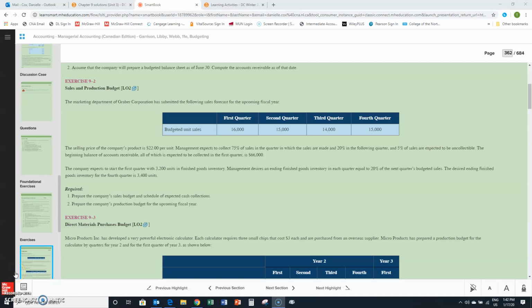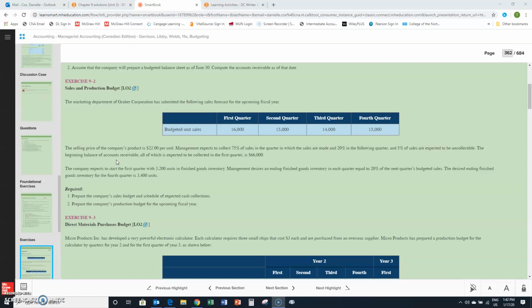Hello, let's take a look at exercise 9-2. It's in chapter 9 on budgeting. The marketing department has submitted the following sales forecast, so it gives us budgeted unit sales for 4 quarters. The selling price of the company's product is $22 per unit.